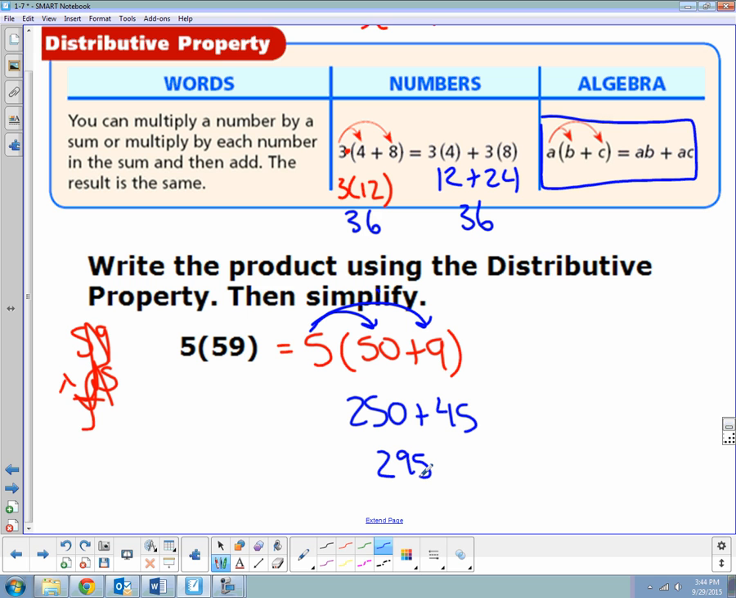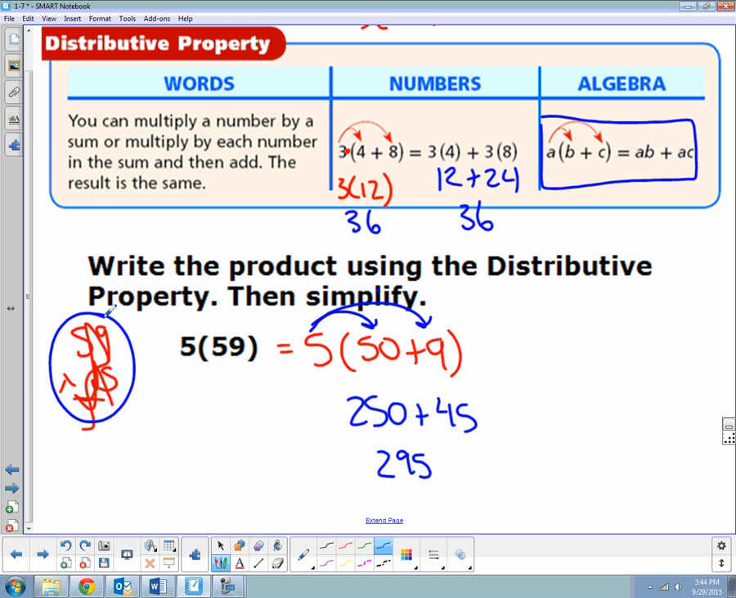And really, we're looking at trying to do mental math. We're trying to figure out what's called partial sums. So rather than doing the standard algorithm, look at 59 as 50 plus 9. 5 times 50, 5 times 9, add it to get 295.